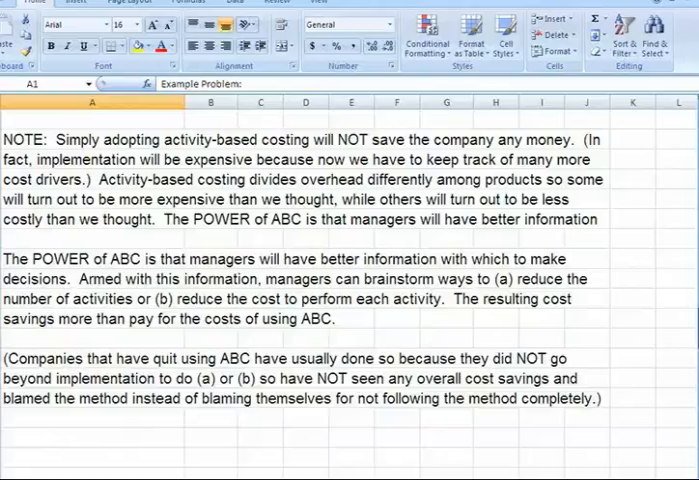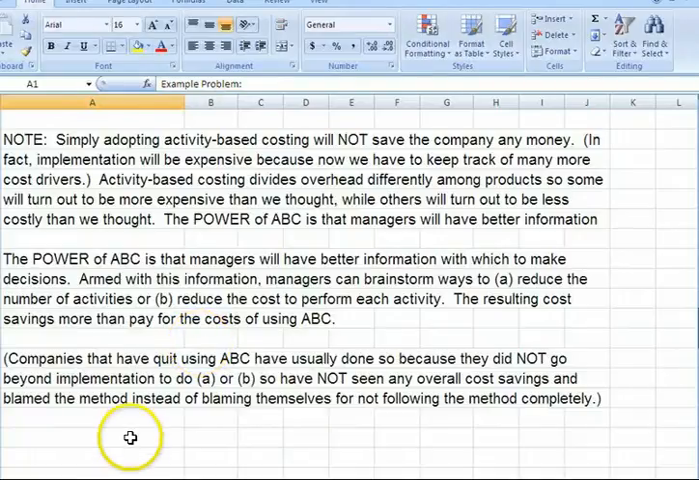Understand that the power of ABC is not just implementing it. You've got to go the extra mile and look at the costs and decide how you can reduce your costs by either reducing the number of activities or reducing the cost of performing each activity. So you could reduce the number of setups or reduce the cost of performing the setup, those types of things which were talked about in the PowerPoint presentation.